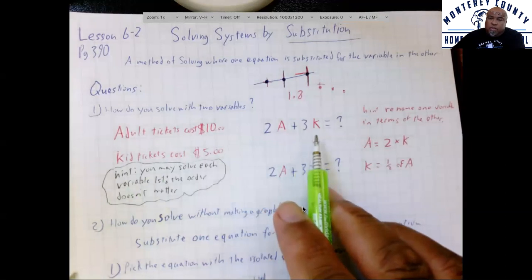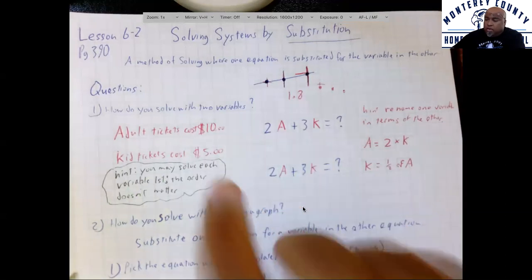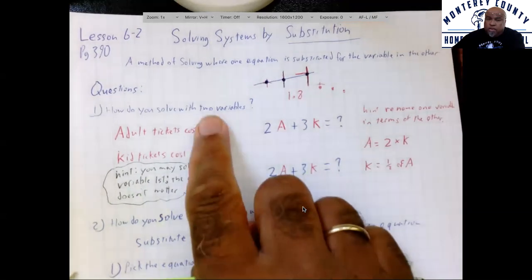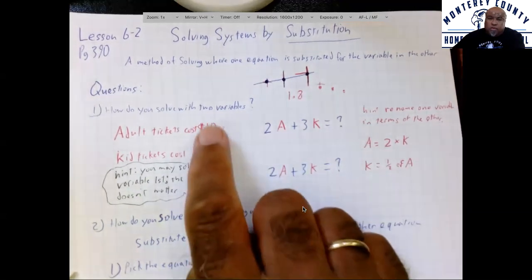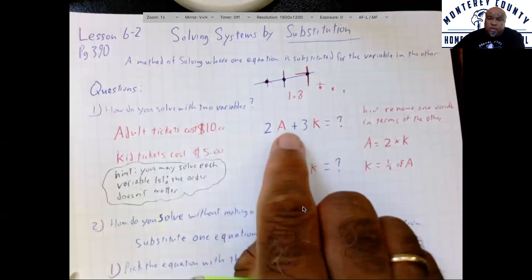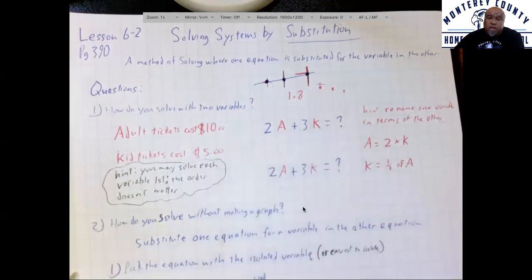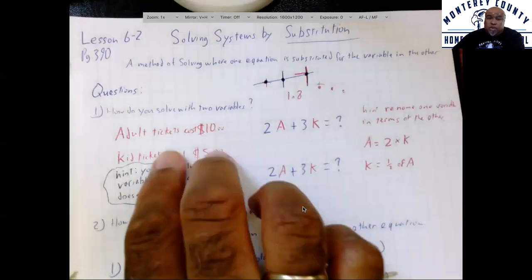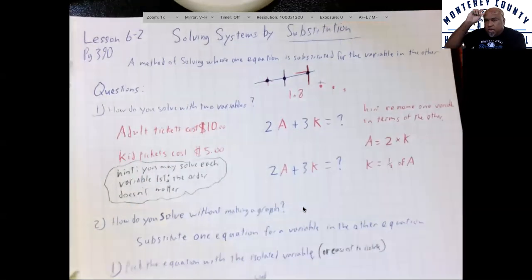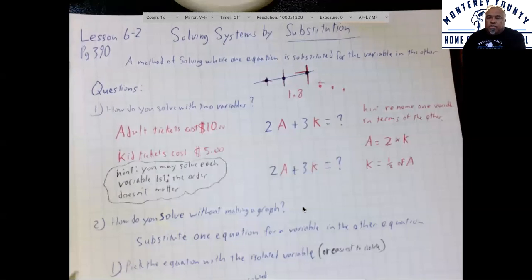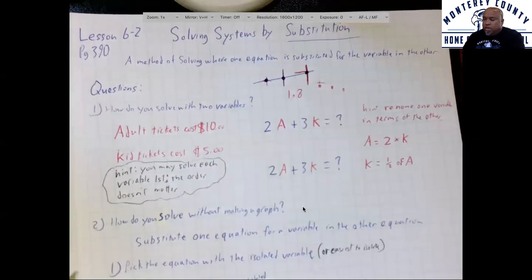Now, let's just say for whatever reason I didn't know one or both of these values here. Obviously I know the values, so it should be pretty easy to solve. 2 times 10 for adults plus 3 times 5 for kids, okay? But let's just say for whatever reason we did not know that information, okay? And you just have an equation that has 2 variables in it.